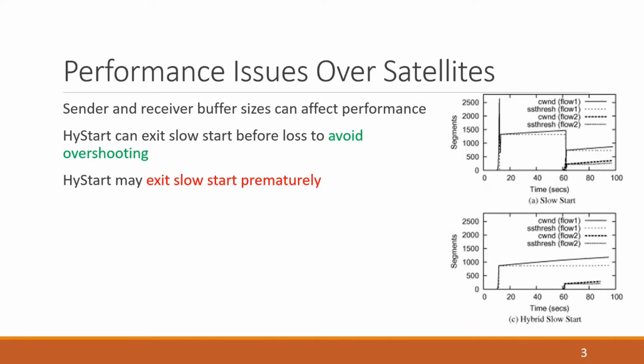When we were looking at performance, we noticed two causes of performance degradation. The first cause we discovered was that the sender and receiver buffer sizes were too small, and that didn't allow for full link utilization. The second issue was that HyStart, which is designed to exit slow start early in order to avoid overshooting the link, actually exited slow start prematurely in our situation and hurt performance.